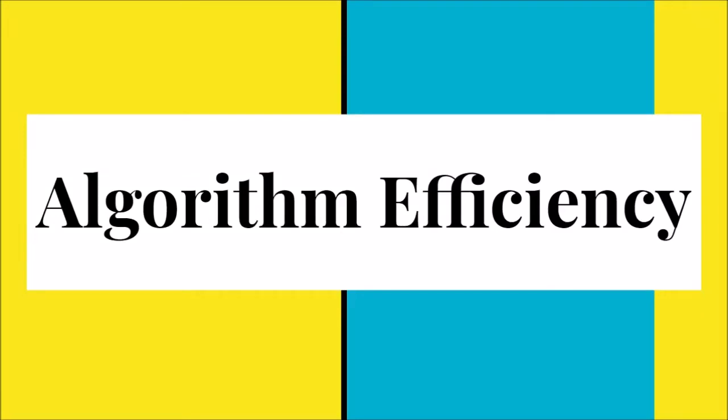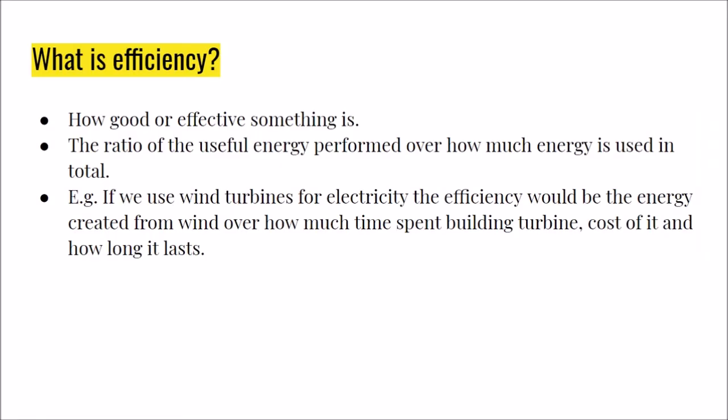Alright, so today we'll be looking at algorithm efficiency. So what is efficiency? Efficiency is basically how good or effective something is. If you know about physics, then it is the ratio of useful energy performed over how much energy in total is used. If we look at an example, we can use wind turbines as an example of electrical efficiency.